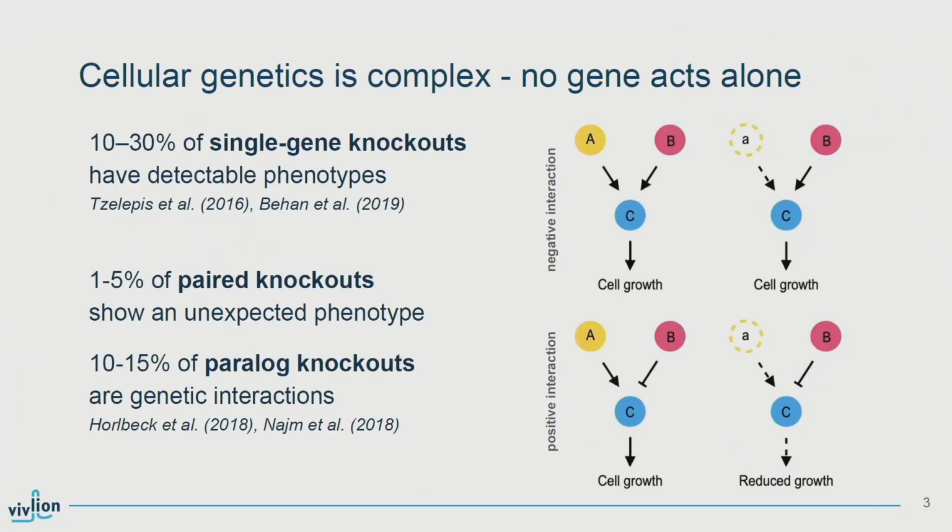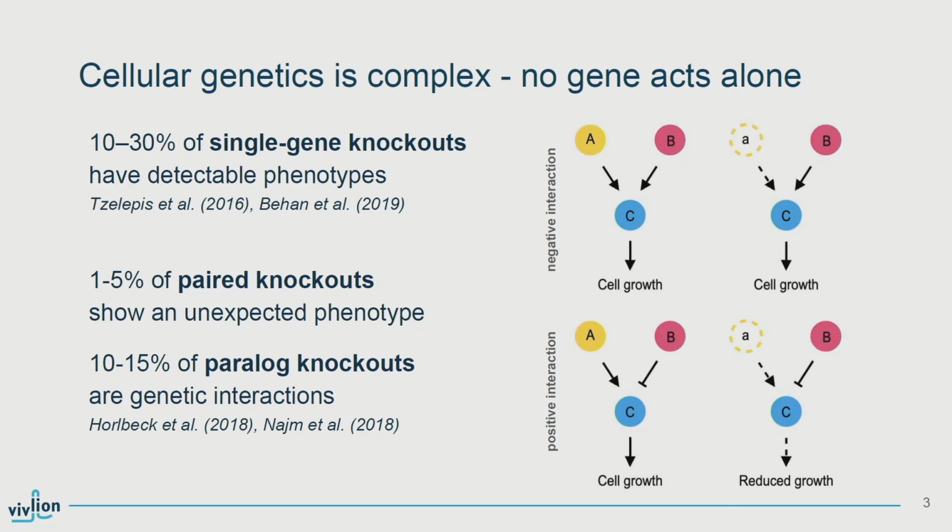I want to start off by bringing everybody up to speed and saying cellular genetics is complex. Okay, we know that. But the point I want to make is that no gene acts alone. None, in fact. 10 to 30% of all single genes cause a phenotype in the knockout environment. And that's DepMap, we heard that before. You're knocking out a gene in a given cell line, and in 30% of the cases, it's essential.